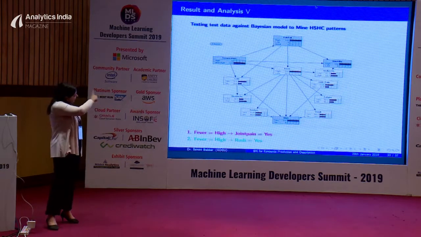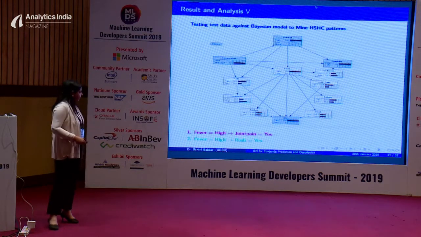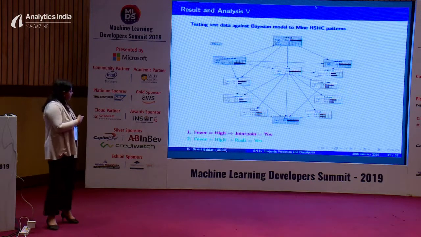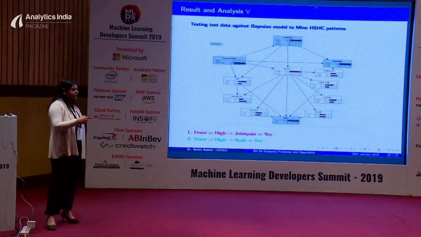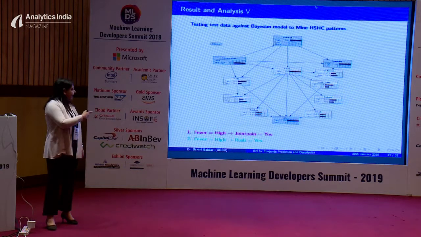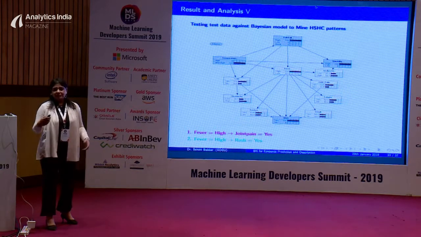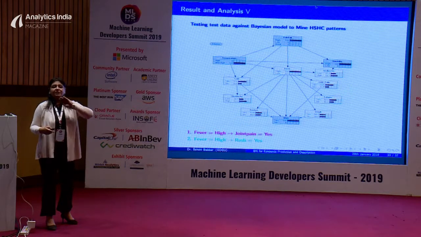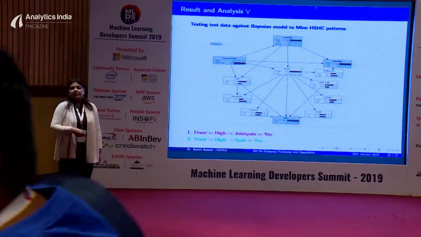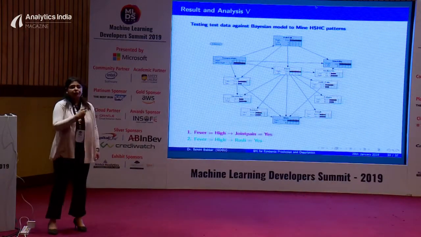So once I set these environmental variables and alert as high, as an example, these are the two patterns that I'm getting. The first is fever is equal to high implies joint pain is equal to yes. So this is one pattern. And fever is high, rash is yes is another pattern. So these are the patterns which we get whenever there was an alarm in the history with some environmental variables prone to that particular environment to be high. These are the high support, high confidence rules.